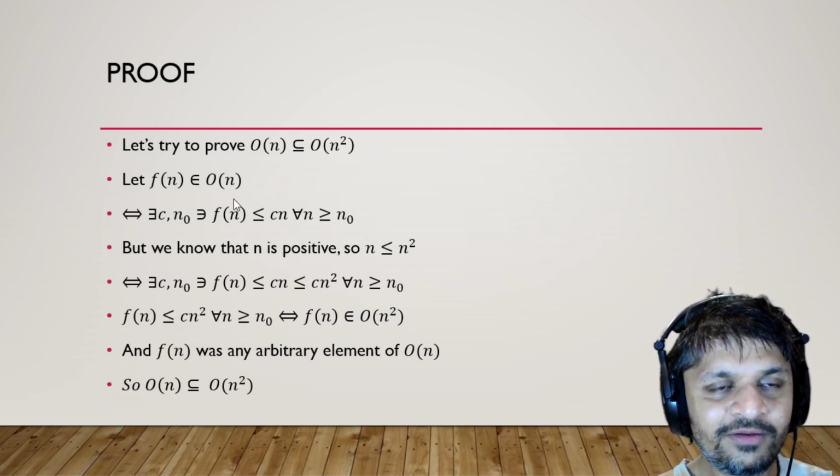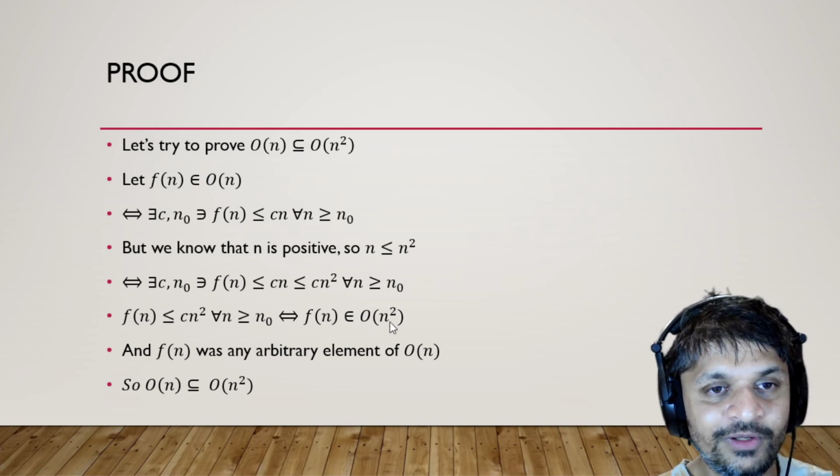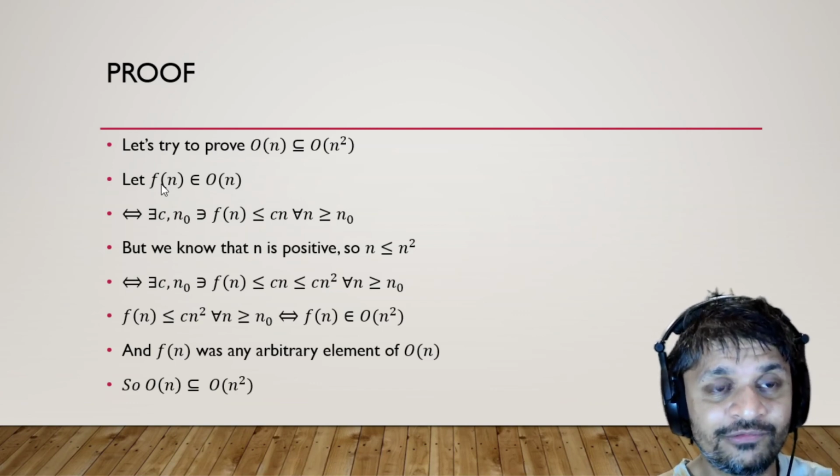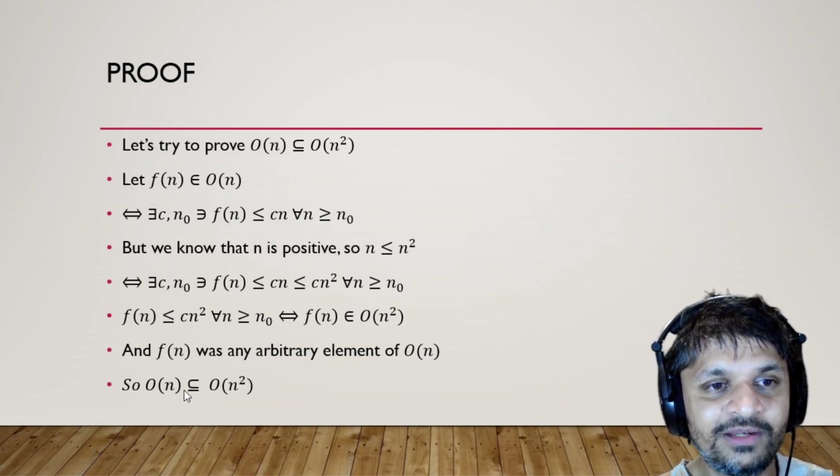Okay, so I started off with f of n being an element of big O n, and then I've ended up with that implies that f of n is an element of big O n squared. And I didn't put any restrictions on f of n, so it's basically every element of big O n. So that means if f of n is in big O n, it's automatically in big O n squared, which means that big O of n is a subset of big O n squared.